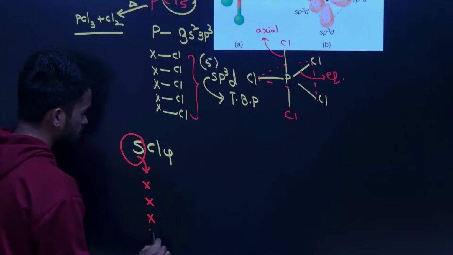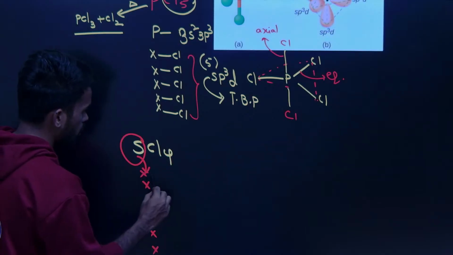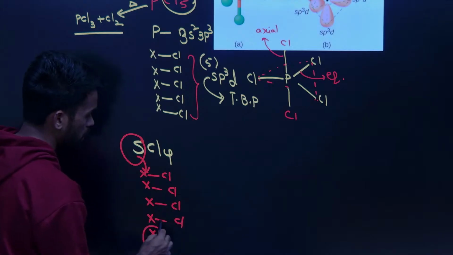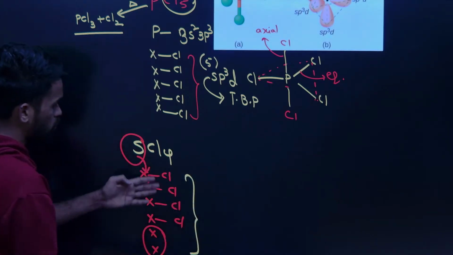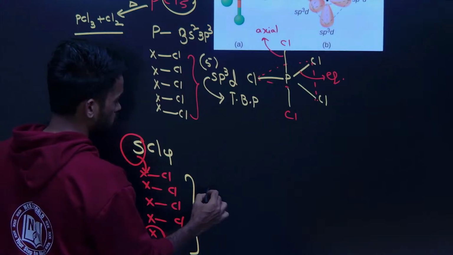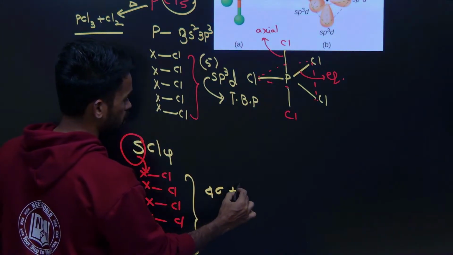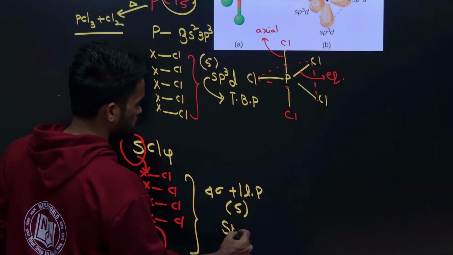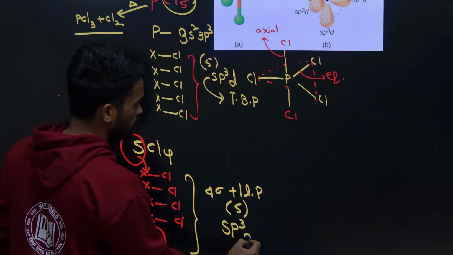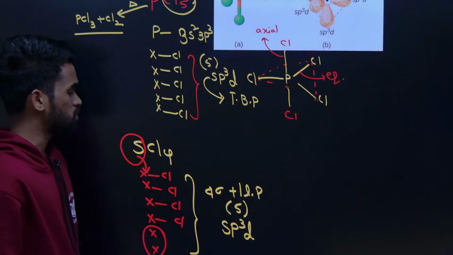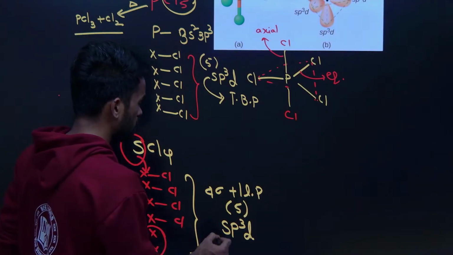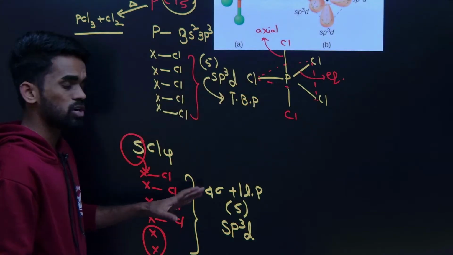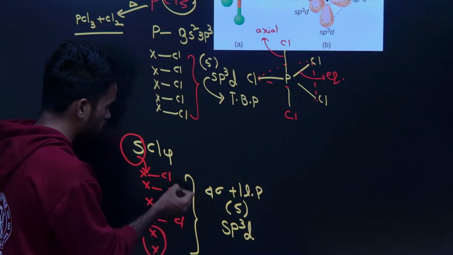The chlorines are 4, that's it, with one lone pair. So how many did we get? 4 sigma bonds plus one lone pair, so totally it is 5. So 5 means sp3, 4 over, next one is d. So we got sp3d hybridization. Generally the electronic geometry should be trigonal bipyramidal, but only 4 sigma bonds are there now.